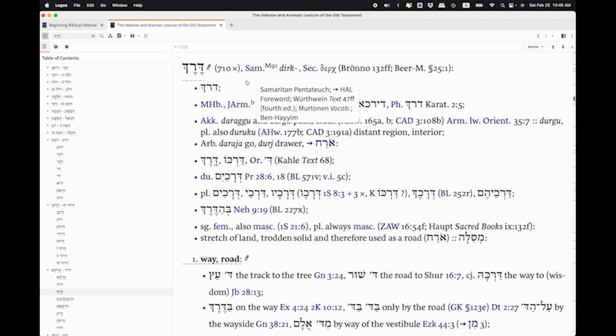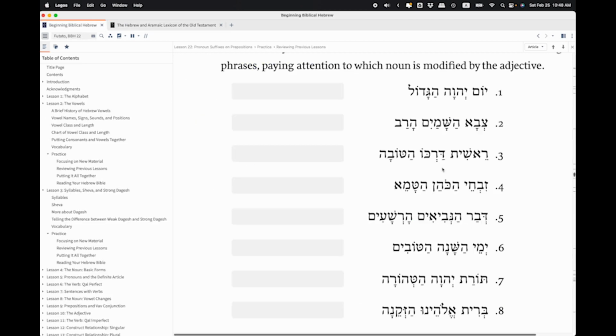So the problem with derech is that Holladay says it is singular feminine, but it's also masculine in the plural. It looks like it can also be singular masculine, but in the plural it's always masculine. This is similar to the noun ruach. Ruach can take a feminine adjective or a masculine adjective. All right, so since darko can be either masculine or feminine, since it can take a masculine or feminine adjective, I'm going to translate this both ways.